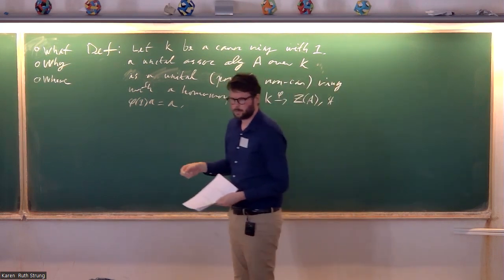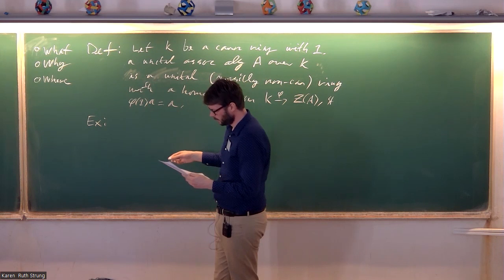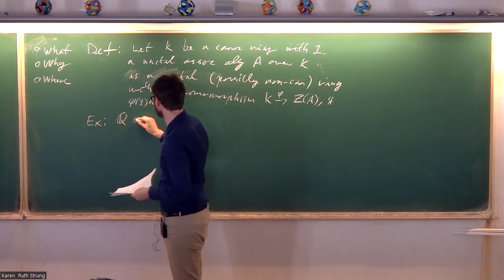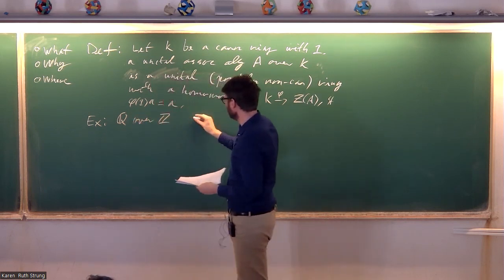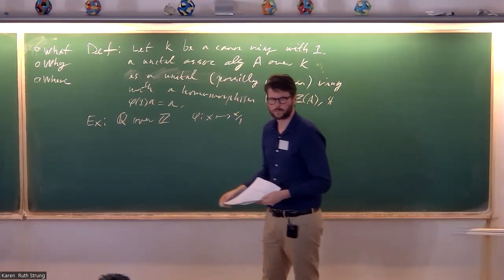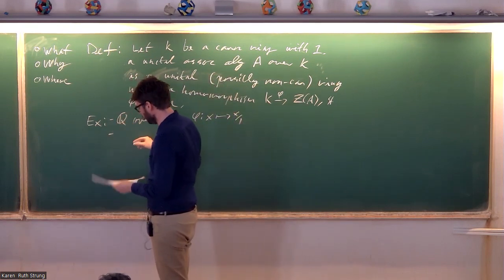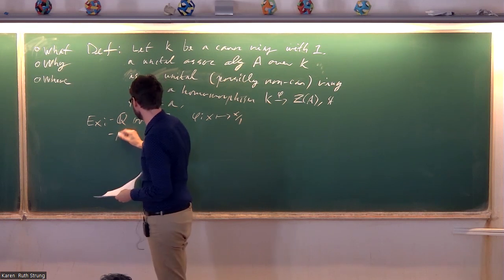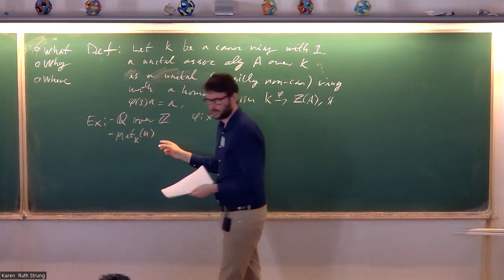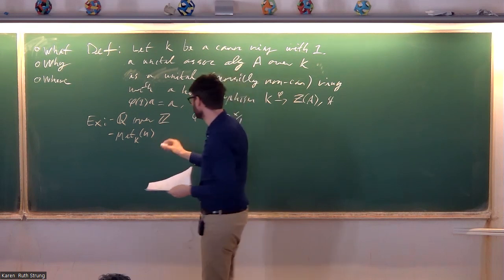And some examples of these things I will not explain too deeply. The rational numbers form an algebra over the integers with the map that takes x to x divided by 1, the obvious thing you want to do. The matrices over the commutative ring, with the matrix multiplication and the map that takes ring elements to the multiples of the identity matrix.